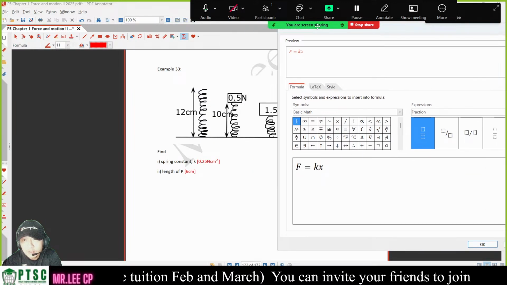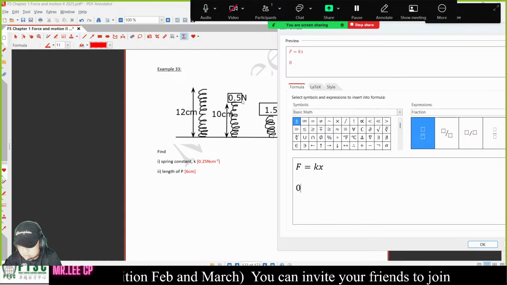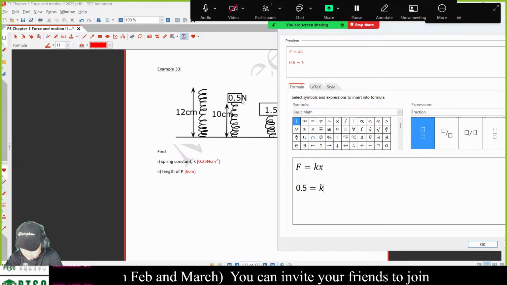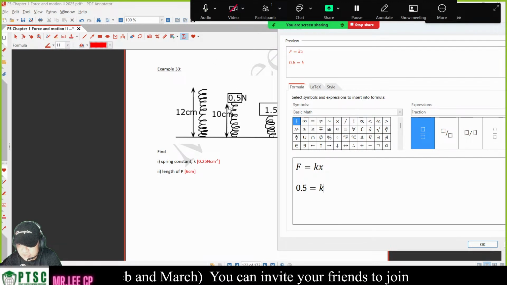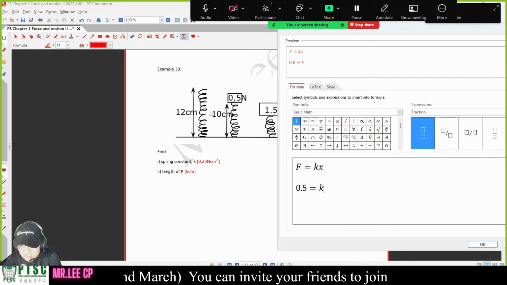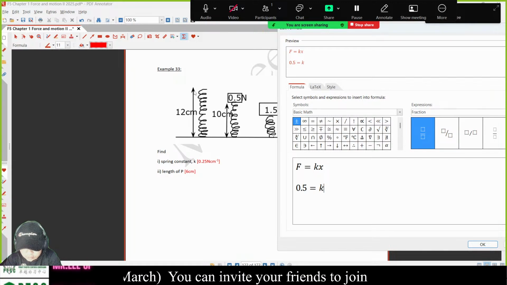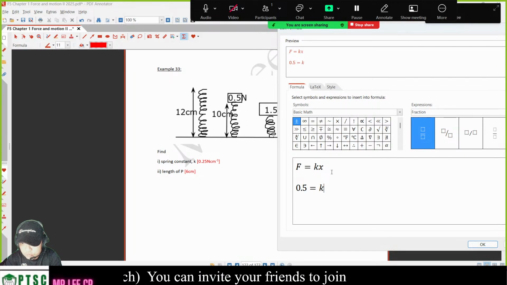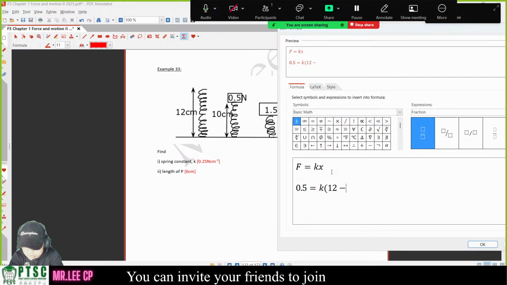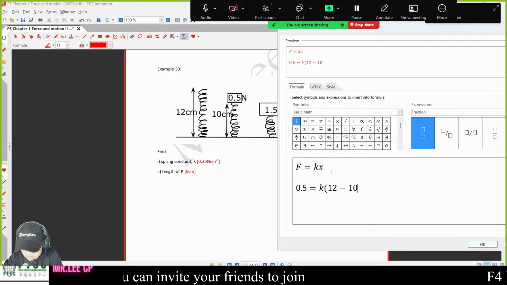So we put it in. F is 0.5. K, don't know. X is the extension. The extension is 10 and 12, right? So now 12 minus 10. You always use a bigger number minus a smaller number, so don't use 10 minus 12.